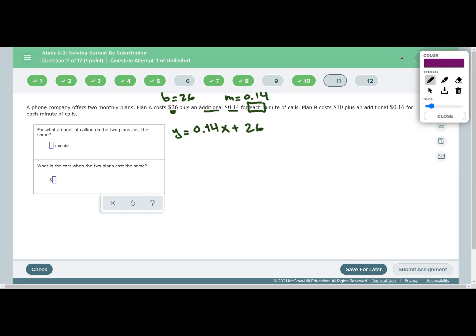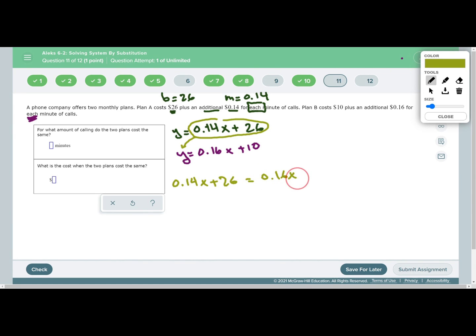Again, the slope always goes with each. Plan B costs $10 plus additional 0.16 for each minute of calls. So that will be 0.16x plus 10. That's it. Then we're going to solve it like we did last time. That will be 0.14x plus 26 equal to 0.16x plus 10.